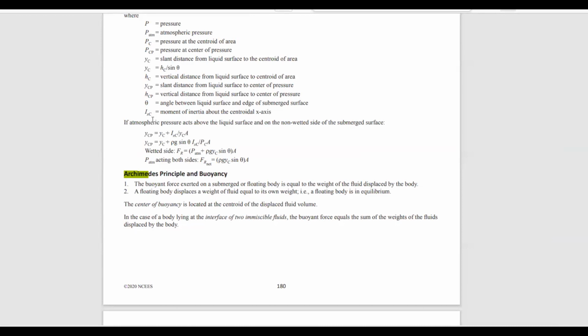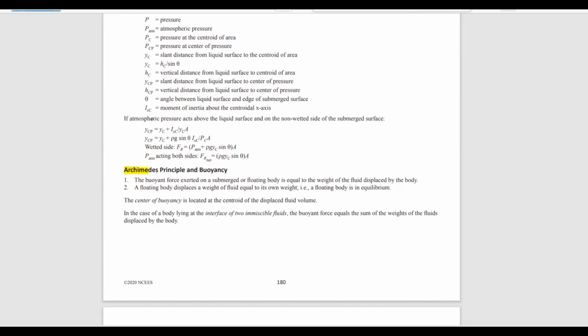The buoyant force exerted on a submerged or floating body is equal to the weight of the fluid displaced by the body. I have to read that twice and very slowly so you can actually understand what this is saying. The buoyant force exerted on a submerged or floating body is equal to the weight of the fluid displaced by the body. And two, a floating body displaces a weight of fluid equal to its own weight. Thus, a floating body is in equilibrium.